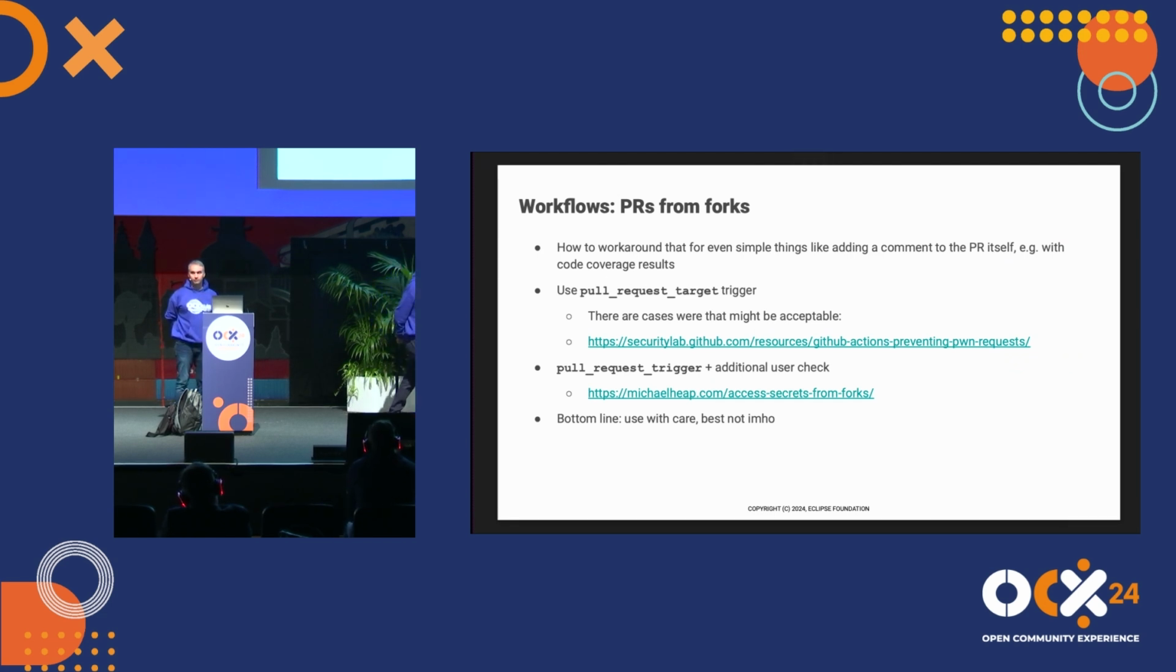There are workarounds, but they also have consequences. The easiest workaround is to use a different trigger. It's called the pull request target trigger. Basically, it means that the workflow is executed in the context of the target repository, so basically your repository.